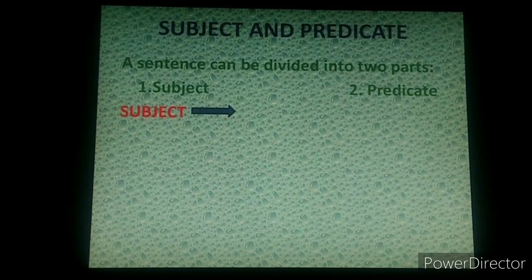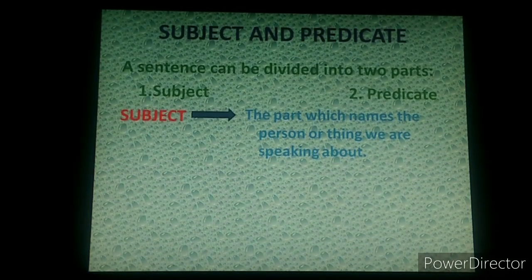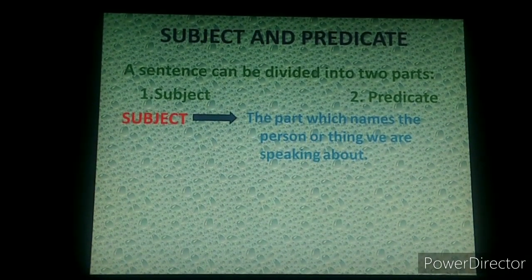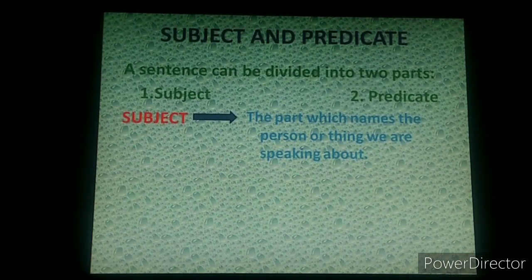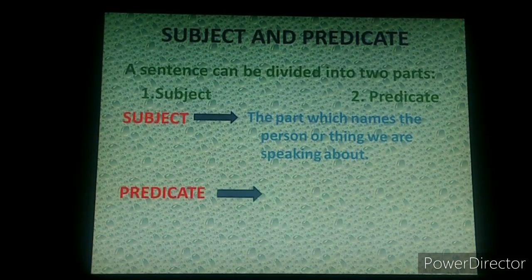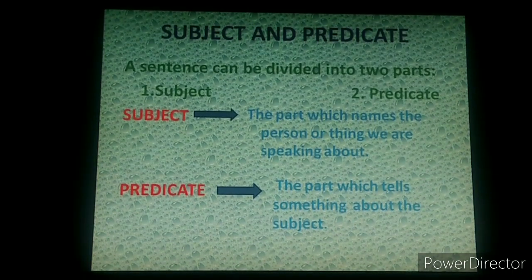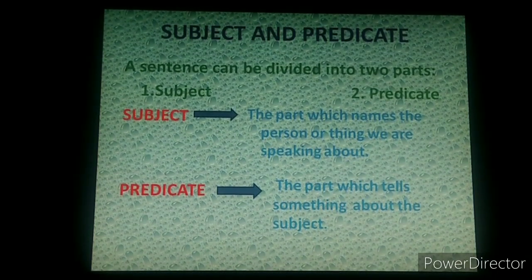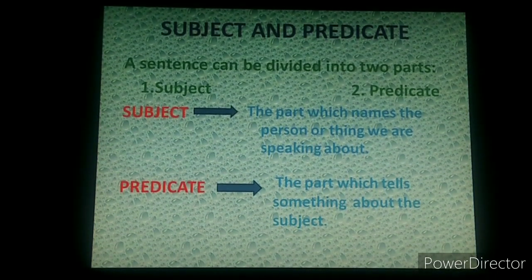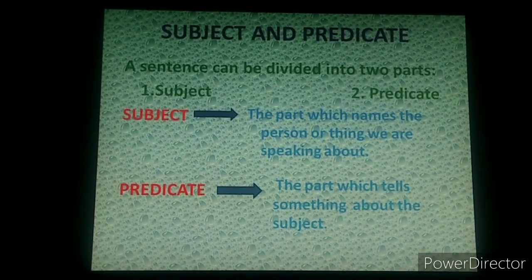So students, subject means the part which names the person or thing we are speaking about. That means it is the doer of the sentence. The second one is the predicate, and the predicate means the part which tells something about the subject, what the subject is doing, what the subject is telling, whatever. So the sentence is divided into 2 parts, subject and predicate.